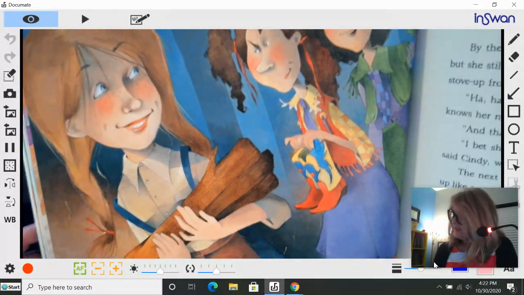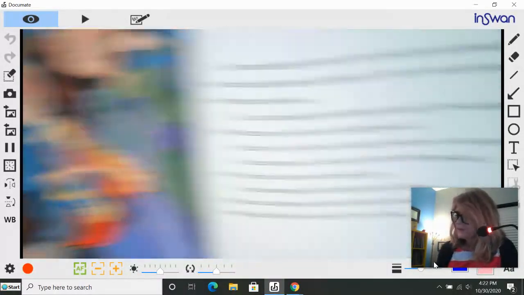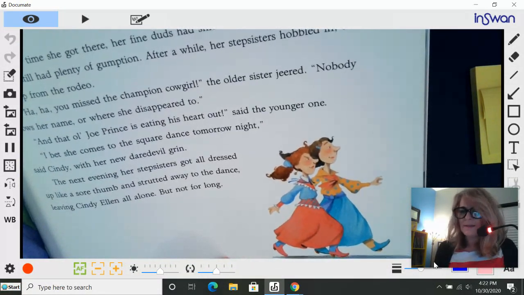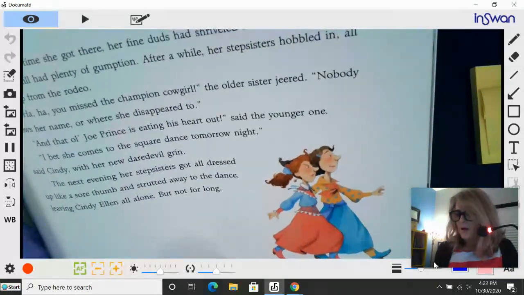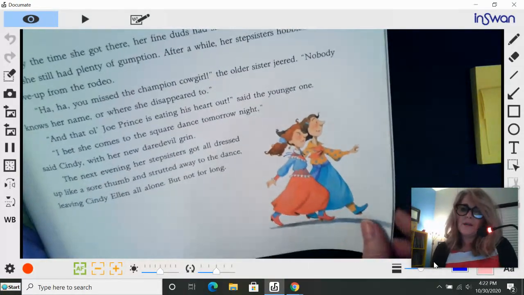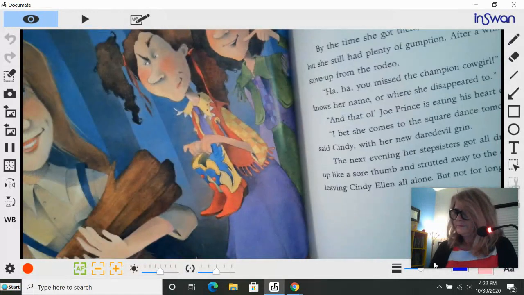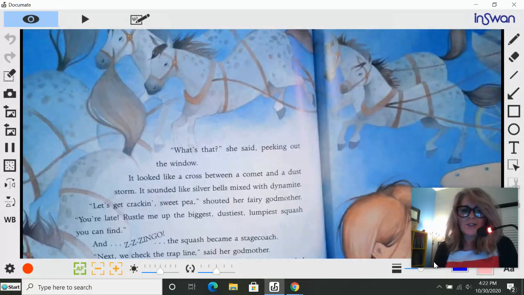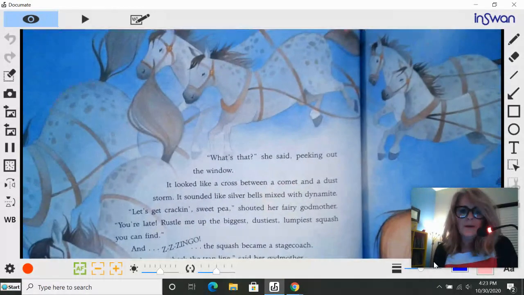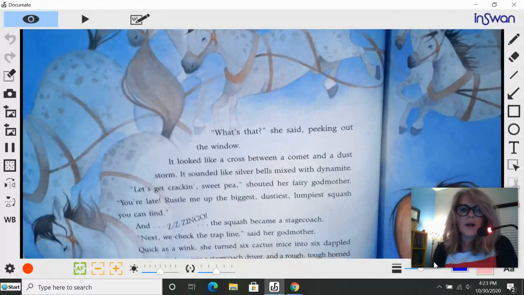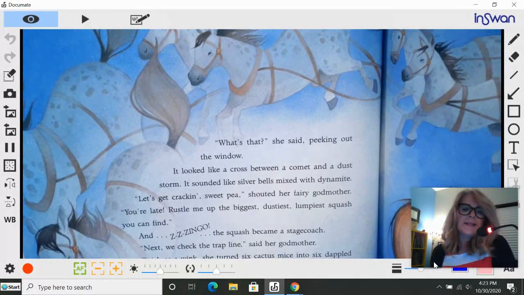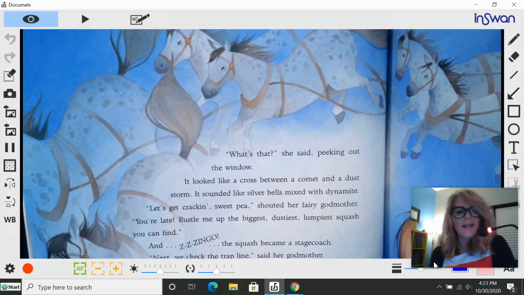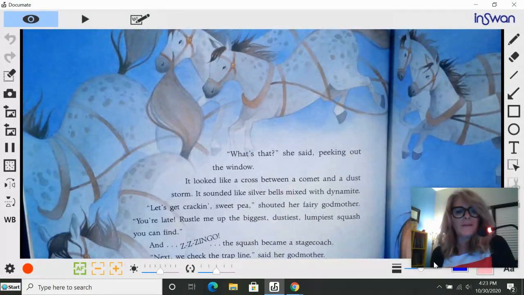The next evening, her stepsisters got all dressed up like a sore thumb and strutted away to the dance, leaving Cinder Ellen all alone. But not for long. "What is that?" she said, peeking out the window. It looked like a cross between a comet and a dust storm, and it sounded like silver bells mixed with dynamite. "Let's get crackin', Sweet Pea," shouted her fairy godmother.